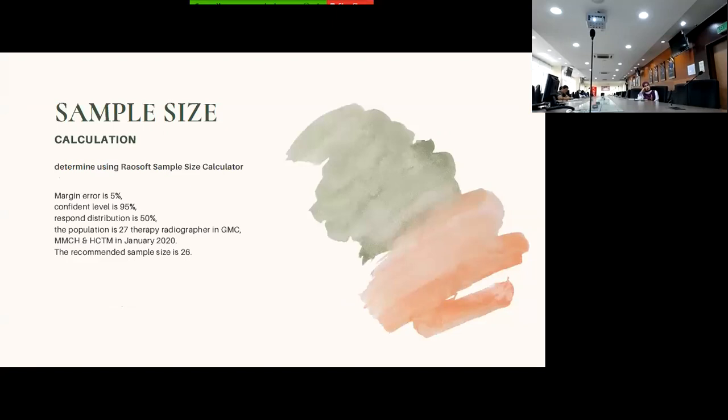For sample size calculation for phase 2, the margin of error is 5%, the confidence level is 95%, and the response distribution is 50%. The population is 27 therapy radiographers as of January 2020. So the recommended sample size is 26.